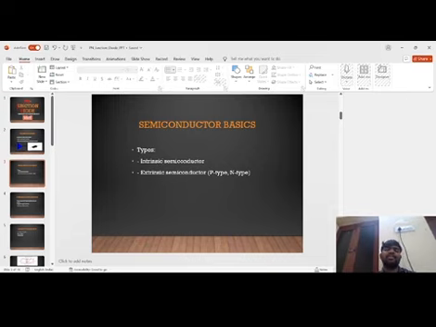Intrinsic semiconductor means it is a pure semiconductor, like pure silicon, germanium. These are two examples, and it has no impurities. It is a pure semiconductor. And extrinsic semiconductor means it is a doped semiconductor, and it helps to increase conductivity.